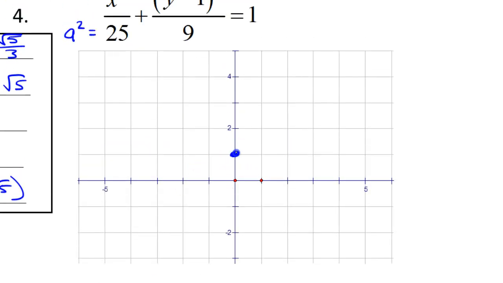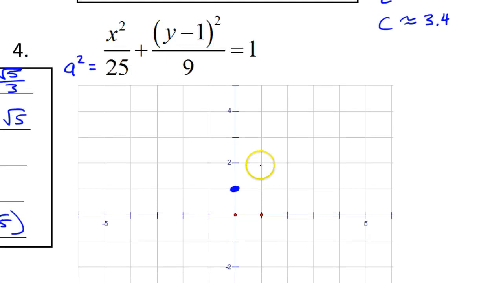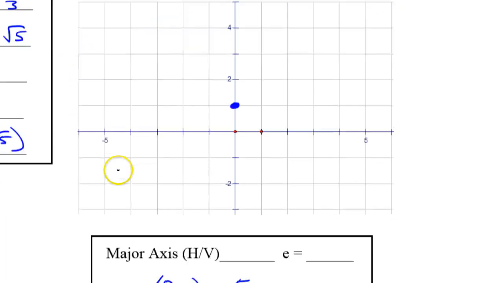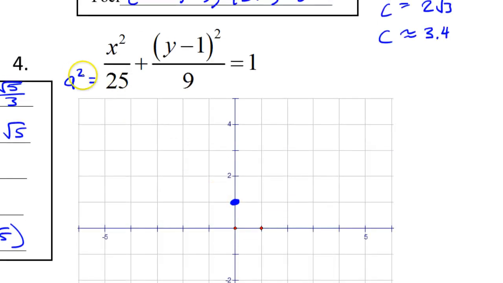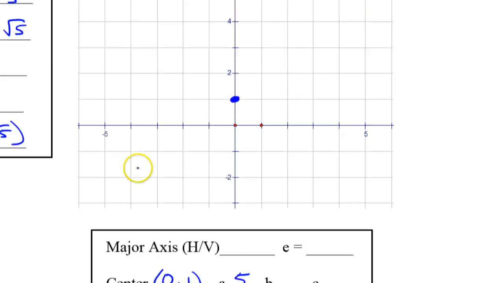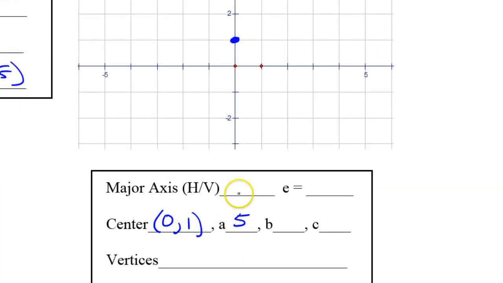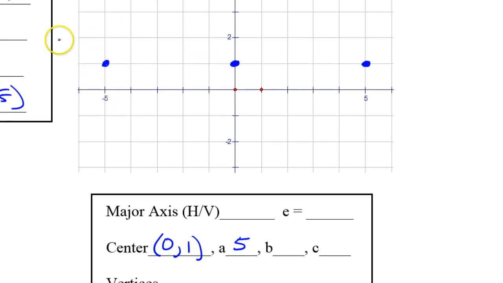So this is the center right here. So what was I saying about a squared? Oh yeah, a squared is 25, so a is 5. Because a squared is in the x term, I'm going to do my plus or minus 5 in the x direction. So I'm going to go 5 to the right, and that will be a vertex, and I will go 5 to the left, and that will be a vertex. That's why my vertices are negative 5, comma 1, and positive 5, comma 1.